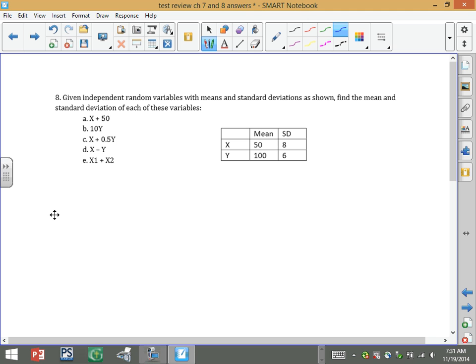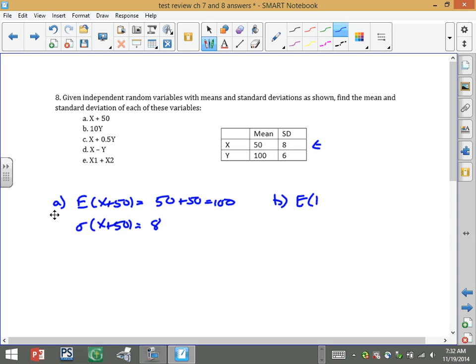Number 8, just using this chart. So this is kind of like the watermelon problem, except we don't have to fill in the chart ourselves. It's already filled out for us. So A, we're just adding a constant. So the expected value of x plus 50, you would just do 50 and another 50. That's 100. And the standard deviation of x plus 50, since we're just adding a constant, it doesn't affect the standard deviation, so it's still 8.